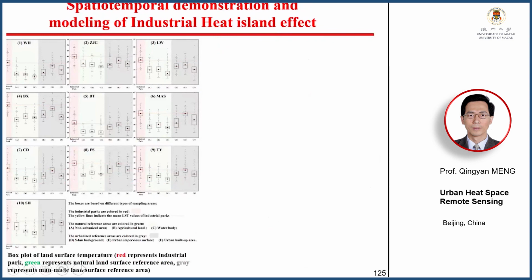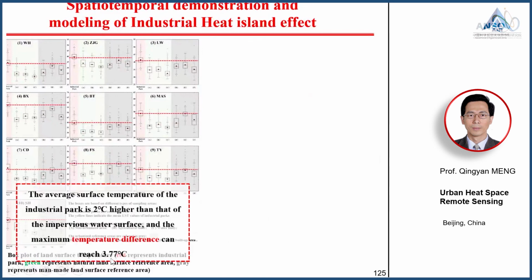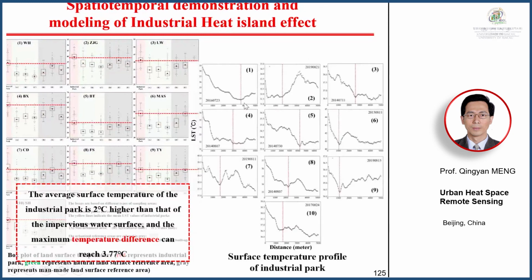The box plot of the land surface temperature: the red represents the industrial park, the green represents the natural land surface, and the gray represents the man-made, artificial land surface, that is the urban green. That is to say, the average surface temperature of the industrial park is about 2 centigrade higher than that of the impervious surface, and the maximum temperature difference can reach 3.77 centigrade. So we can study the different parks.